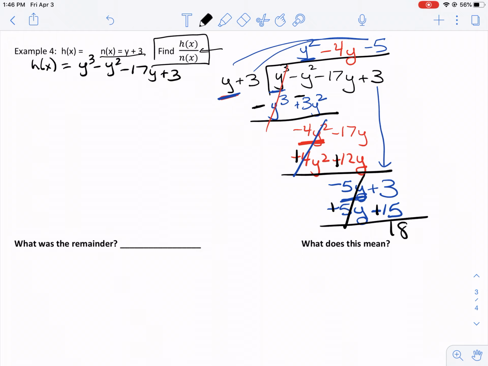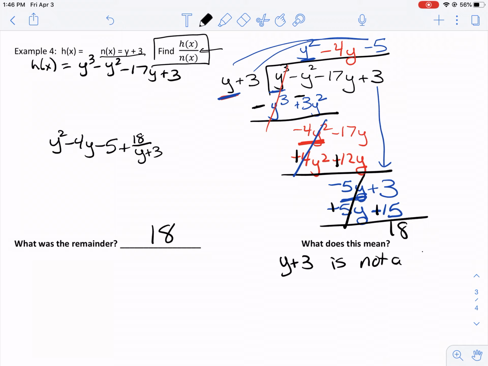So my final answer is y squared minus 4y minus 5 plus 18 over my divisor of y plus 3. So what was the remainder? The remainder was 18. What does this mean? This means that y plus 3 is not a factor of y cubed minus y squared minus 17y plus 3.